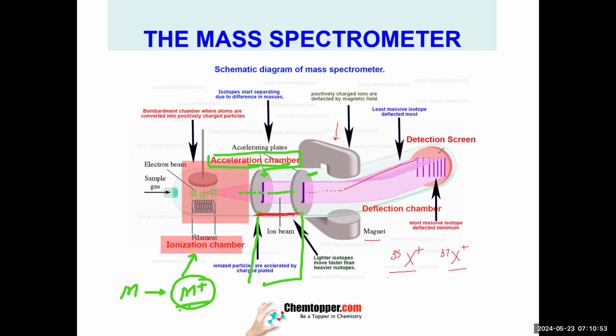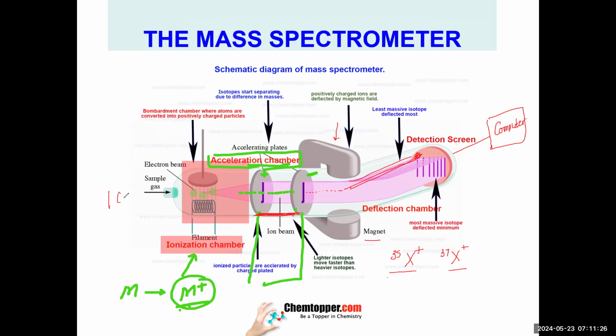Then there is a detection screen. So they will go and they will collide with the detection screen. The detection screen is connected to a computer. Here is a computer, and this computer will reflect the reading in the form of graphs. So all the 35 particles, they are going and striking here, 1, 2, 3, 4, 5 like this.